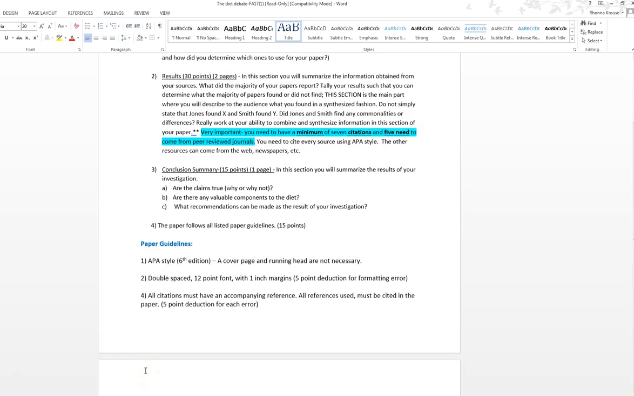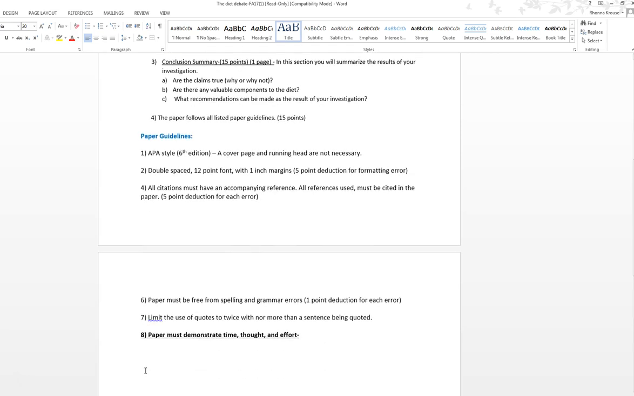Okay, so let's scroll down here until we get to guidelines. As far as APA goes, there are very specific things that I'm looking for. You don't need to worry about a cover page or running head or anything like that. I'm really looking for that it's 12-point font, it's double spaced, there's 1-inch margins, and that all your citations are in APA, and all of your references match your citations, and they are also in APA. You cannot have a reference that does not have a matching citation, and you cannot have a citation that does not have an accompanying reference.